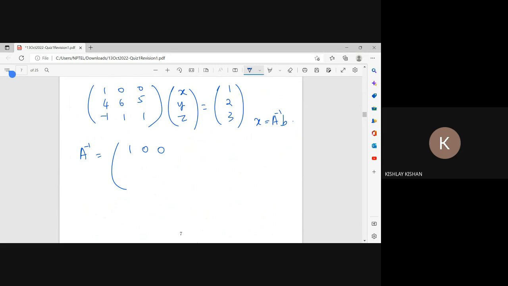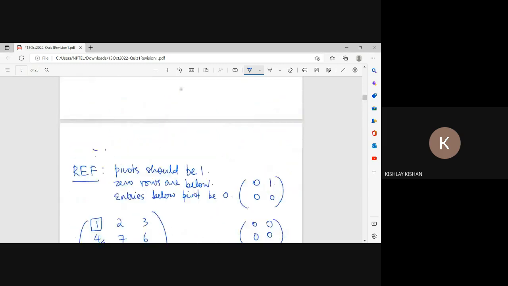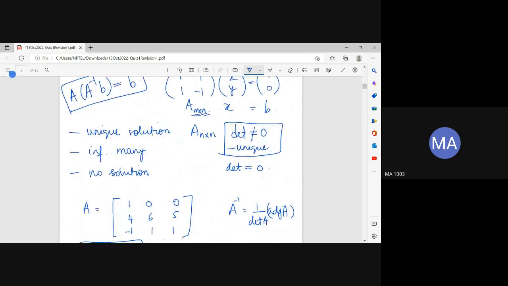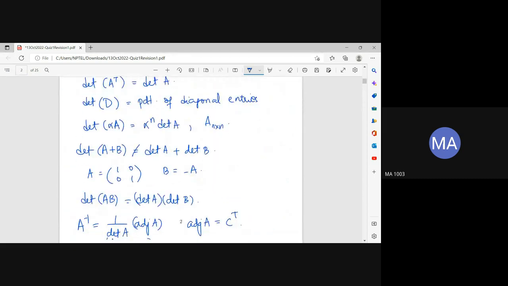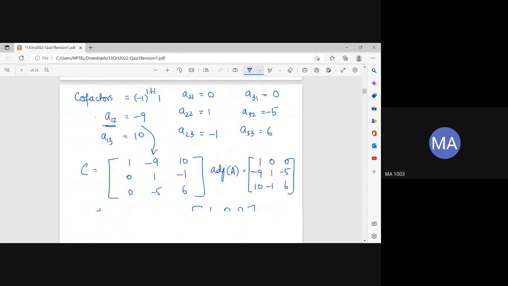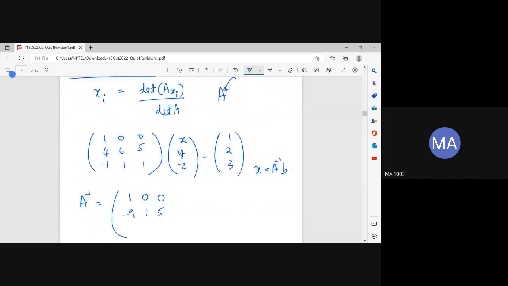Ma'am, it means whenever the inverse of a matrix is possible, then there is a unique solution. Yeah. That's not the only case, but if the matrix is invertible, then there is a unique solution. Minus 9, 1 minus 5, 10 minus 1, 6.